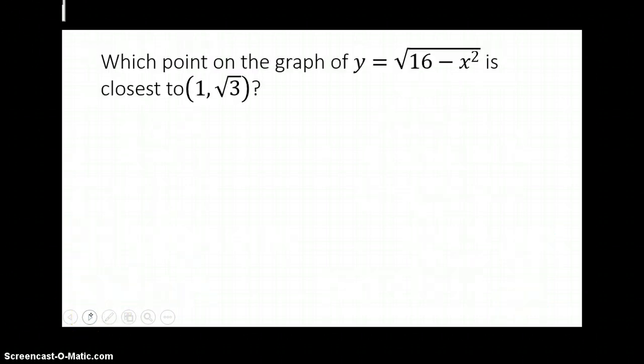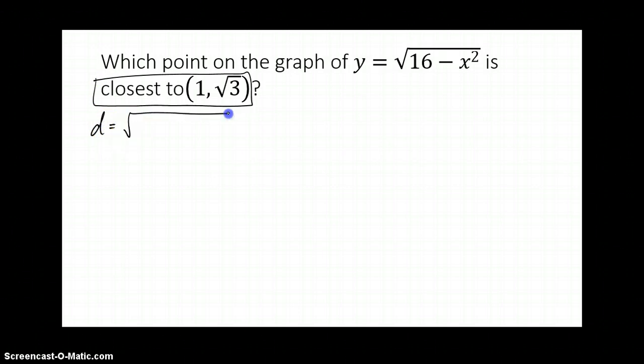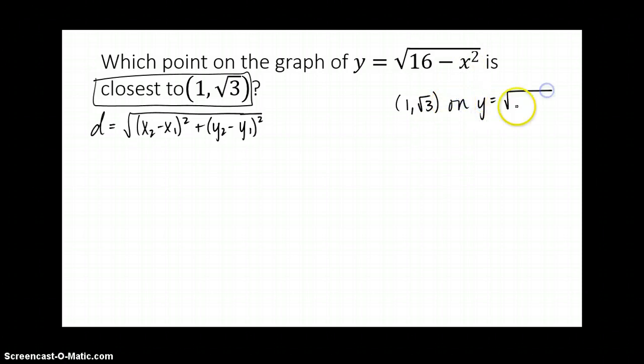Okay, last example. Which point on the graph of y equals square root of 16 minus x squared is closest to this point? Okay, so closest to the point, we're looking to minimize the distance between the 2 points. So this is our distance formula. Our given information is exactly this, okay? We know that the point 1 square root of 3 is on the graph of this function.